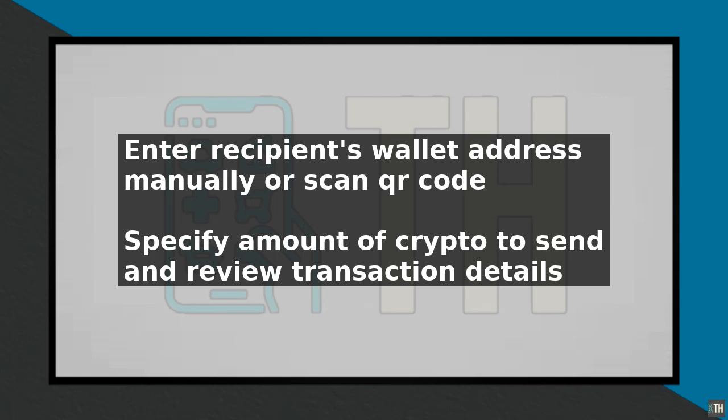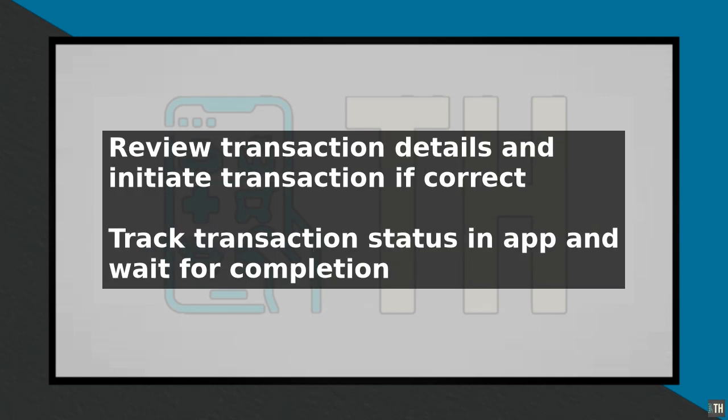Keep in mind that cryptocurrency transactions are processed on a blockchain network and may take some time to complete. You can track the status of your transaction in the app. It is also important to note that Robinhood only allows you to send crypto to external wallets that support the same cryptocurrency. For example, you can only send Bitcoin to a wallet that supports Bitcoin.